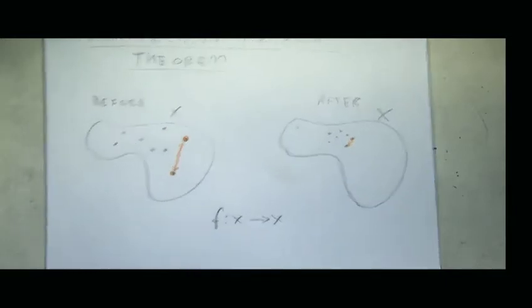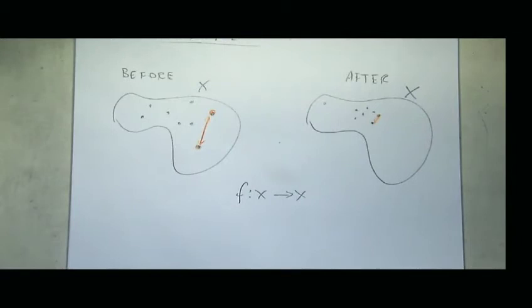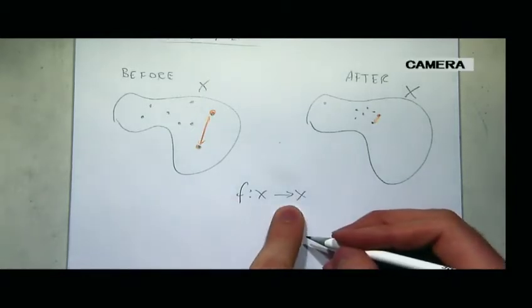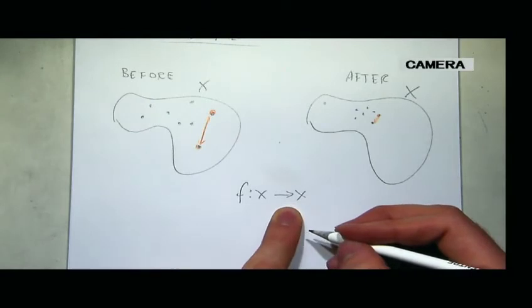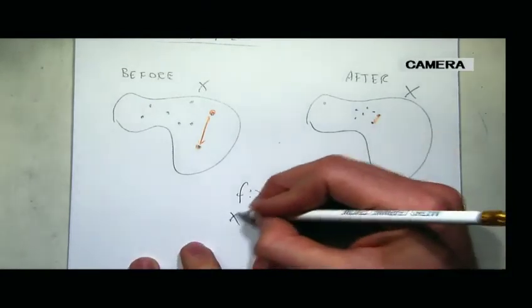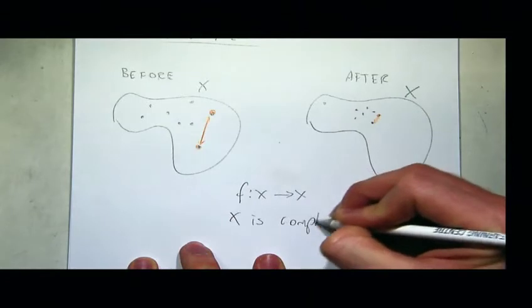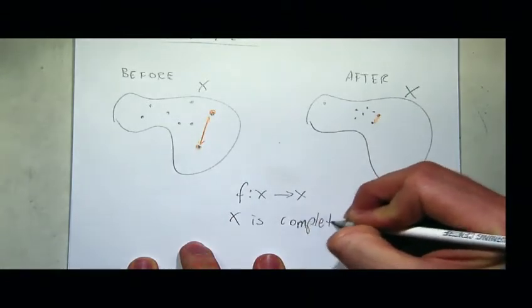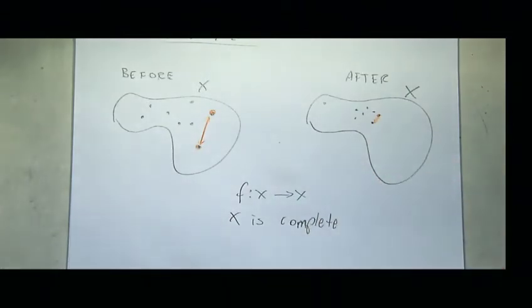Okay. So now, right, that is what a contraction mapping is. Okay, that's not the definition, but that's what the definition means. So now I can say the theorem because it'll make more sense now. f sends x to x, okay? X is complete, meaning all of its Cauchy sequences converge.